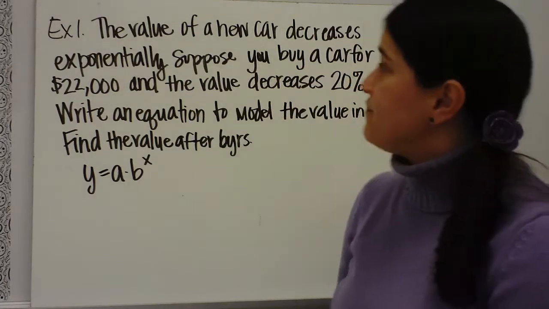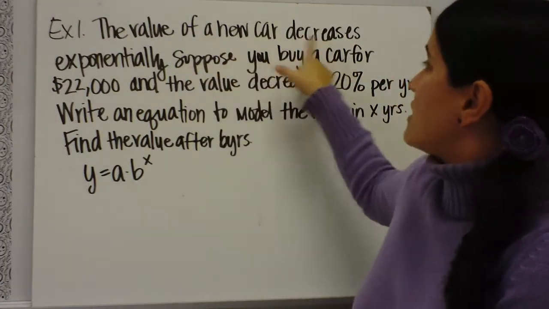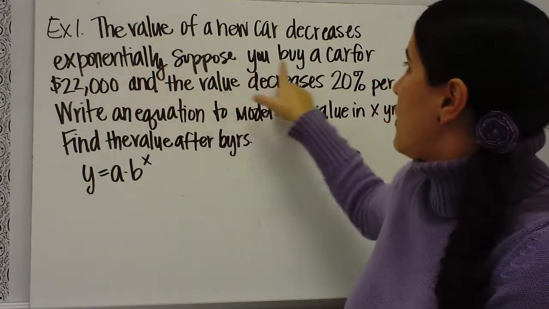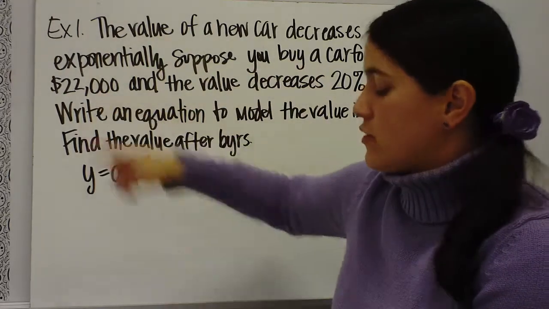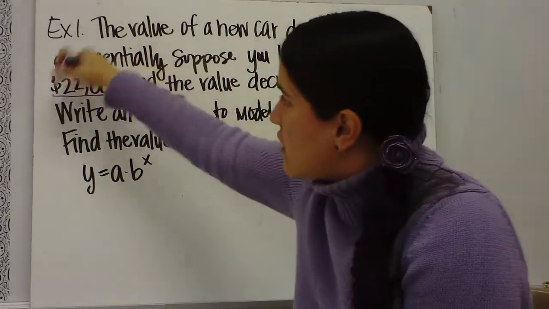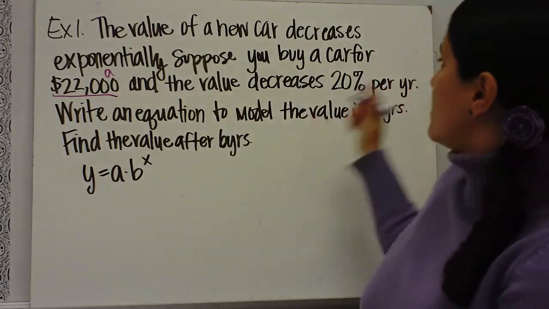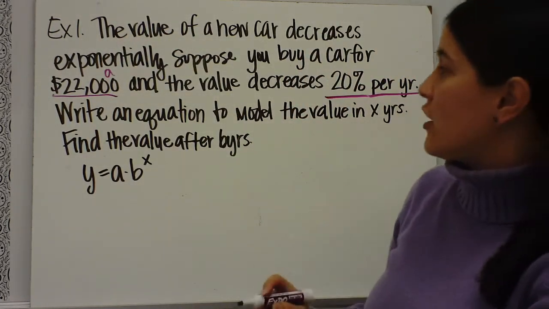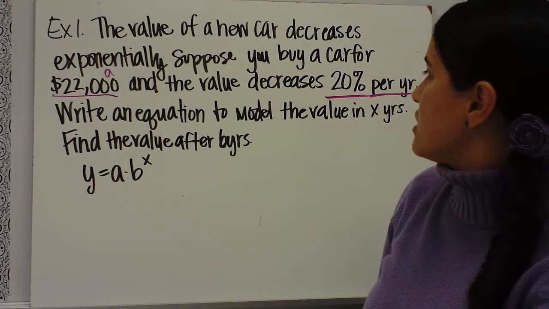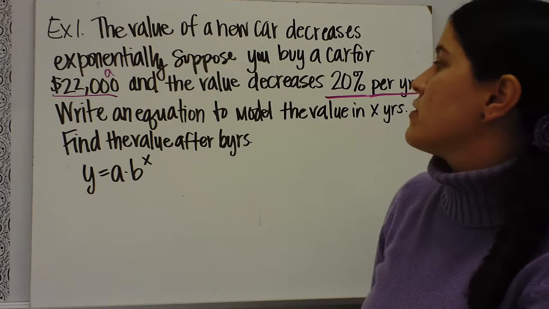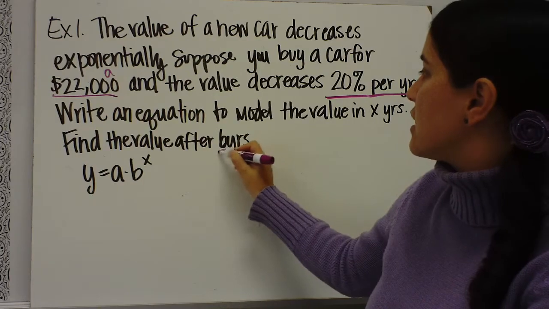So example 1, the value of a new car decreases exponentially. Suppose you buy a car for $22,000. So if you're buying a car for $22,000, that would be your initial amount. So that's going to be your A. And the value decreases 20% per year. Write an equation to model the value in X years. Find the value after 6 years.